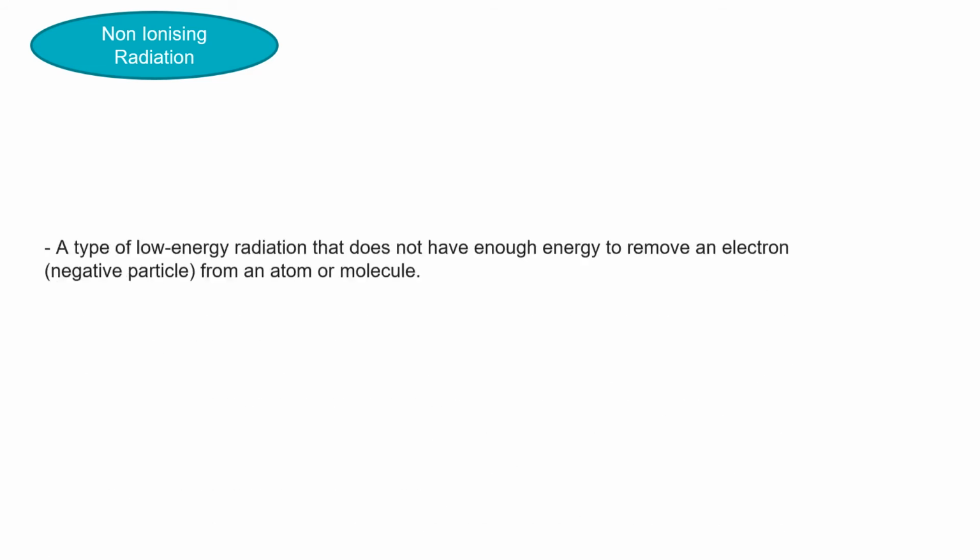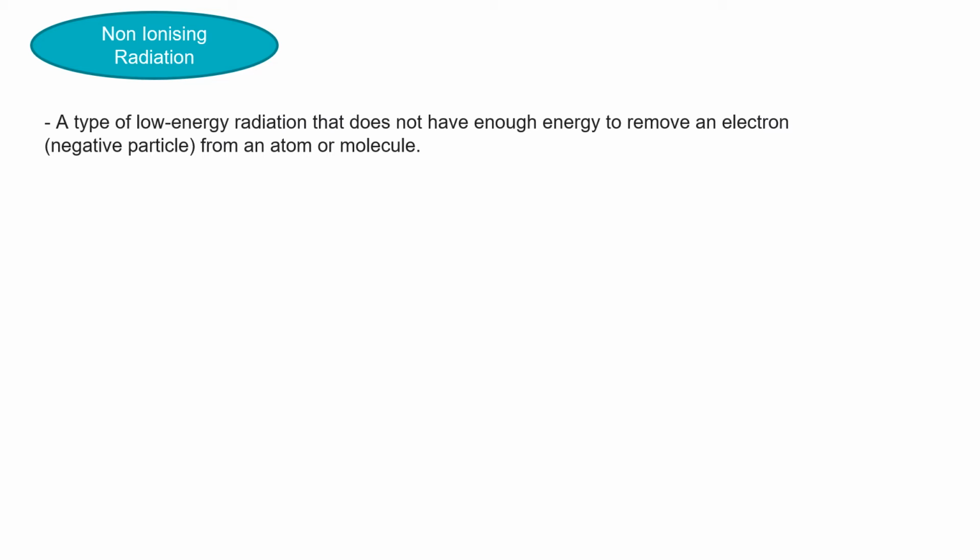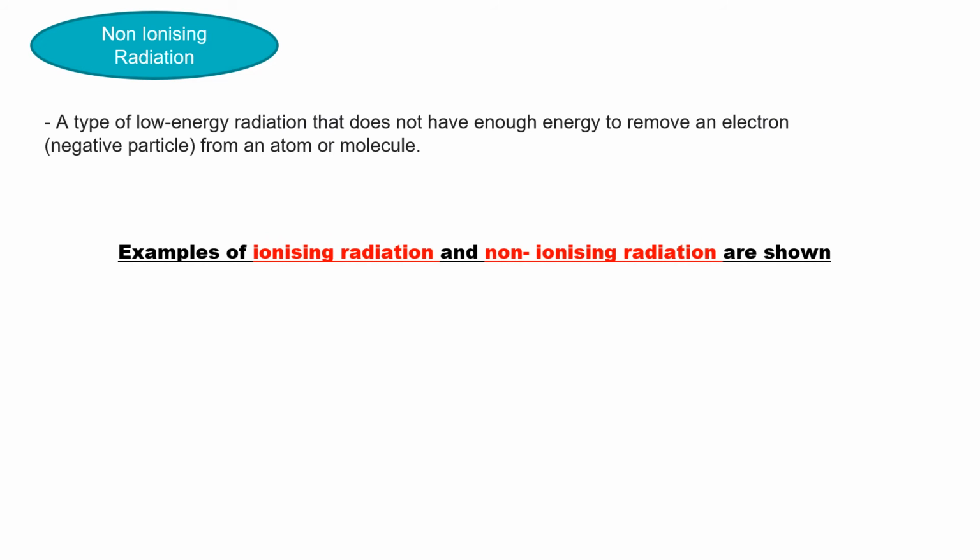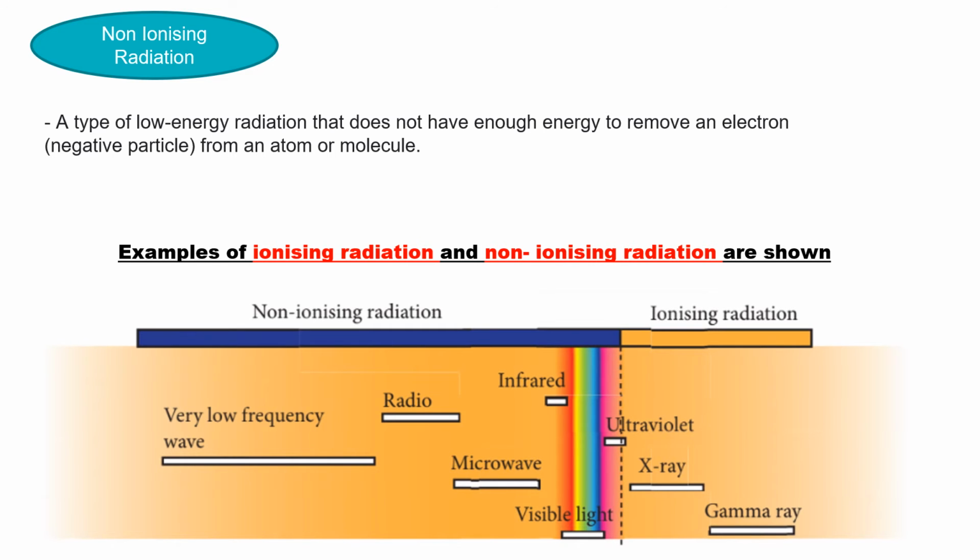Non-ionizing radiation is a type of low energy radiation that does not have enough energy to remove an electron from an atom or molecule. Next, we see the example of ionizing radiation and non-ionizing radiation. If you can see the diagram, it is an EMF wave. From your left side, we have non-ionizing radiation, which has low energy. From your right side, we have ionizing radiation, which is high energy. The example is X-ray, gamma ray.